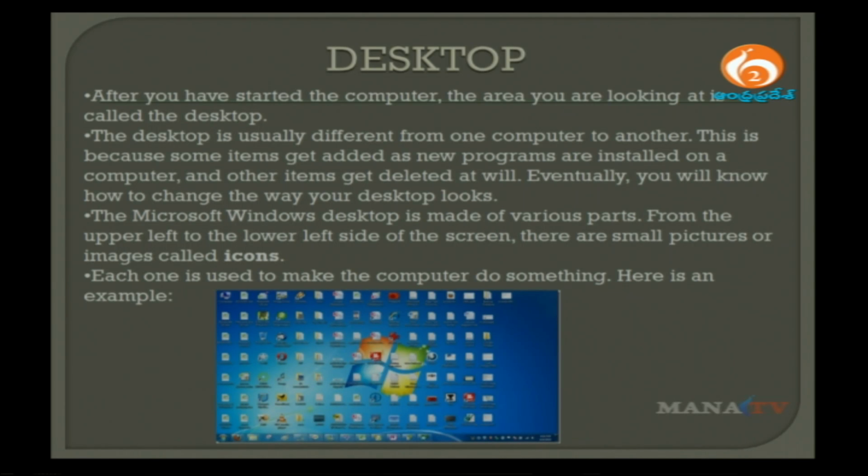MS Windows is basically an interface that is used by an OS, and to make an OS interface more attractive and advanced, MS Windows is used. And this is the most important thing. Now let me brief you about what a desktop is, what the taskbar is, what the notification bar is, in depth, about the interface. So let us see now. We have mentioned the desktop. After you have started the computer, the area you are looking at is called the desktop.